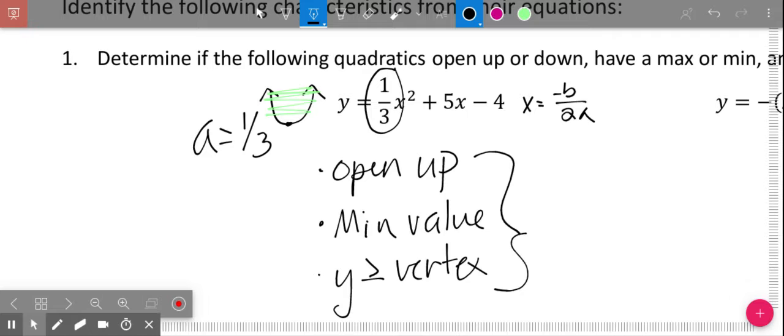This is important so that we can be checking our work while we're graphing, because if you have a positive a value, your graph should open up. So that's a great way to be checking our work.